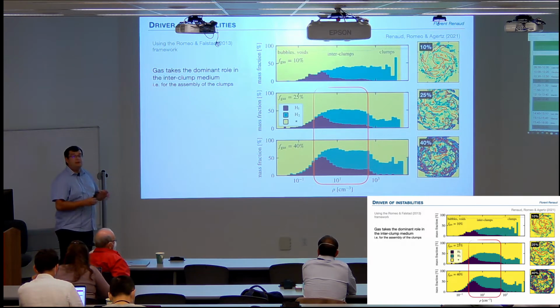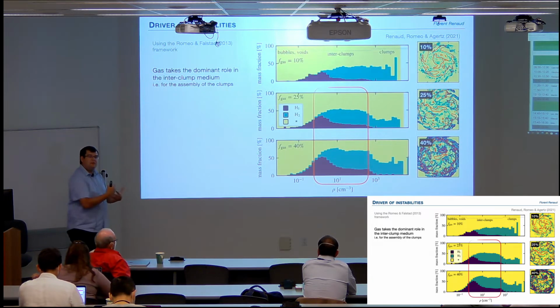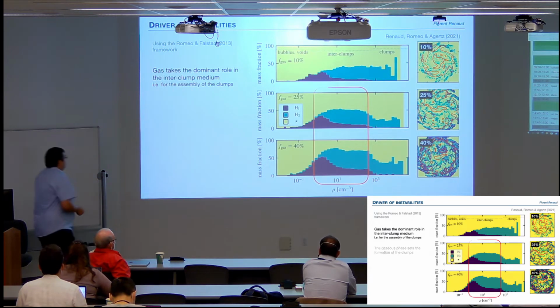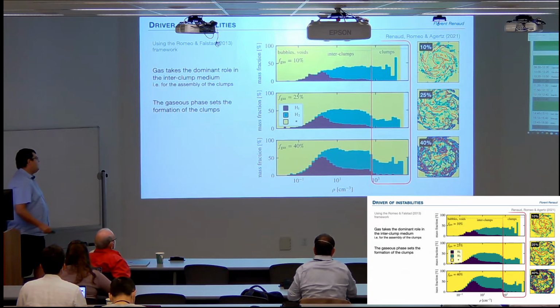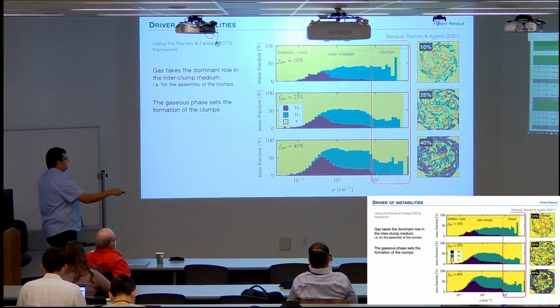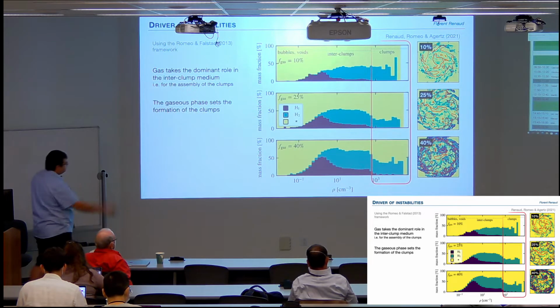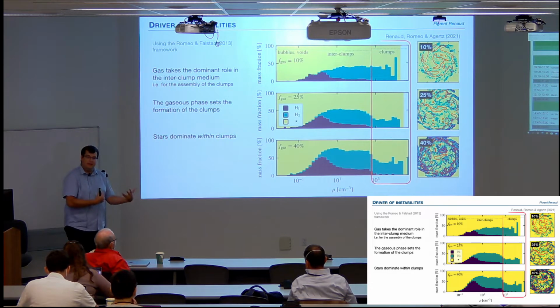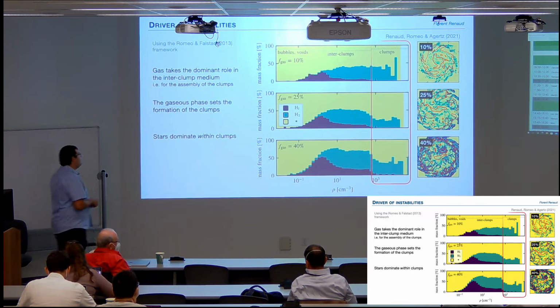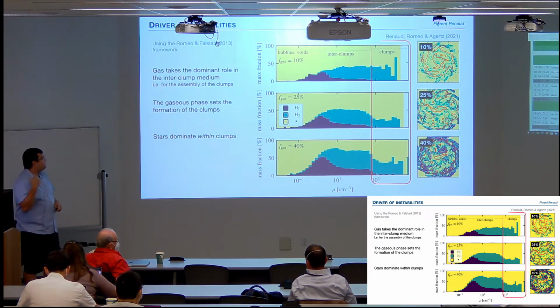And it's quite important because, by definition, what is in between the clumps is what will be used to form clumps eventually. So this means that the gaseous phase sets the formation of the clumps. If you go to higher densities in the clumps themselves, then you see that the stars are taking, again, a dominant role, more or less here. And this seems counterintuitive that if you go to the densest gas phase, then the stars are playing a more important role. But it totally makes sense if you think in terms of feedback.